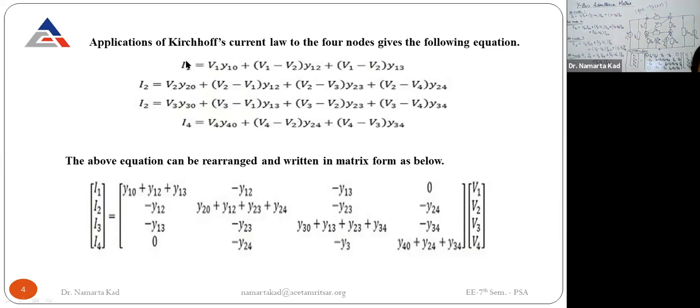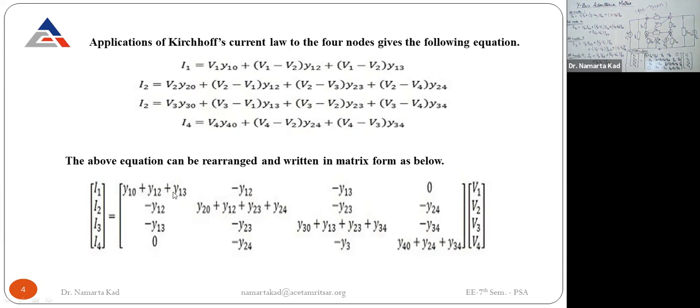Okay, so these are the Kirchhoff's equations which we have recently written on the board. So I1 is equal to, here it is written as Y10, or you can write it as Y11, and (V1 minus V2) Y12, (V1 minus V3) Y13, and so on. These equations can be written in matrix form like this. It's more clear here. This side is a one-column matrix of I1, I2, I3, and I4. And on the right side, there is the Y bus matrix and a one-column matrix of voltages.